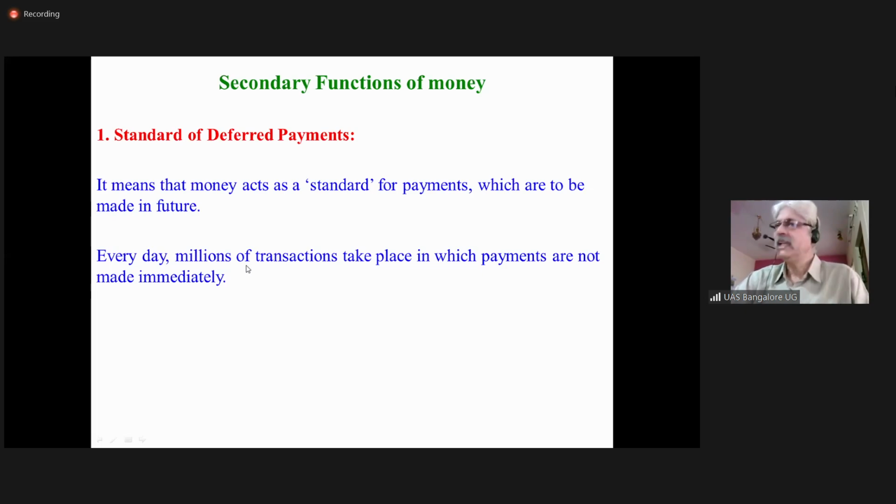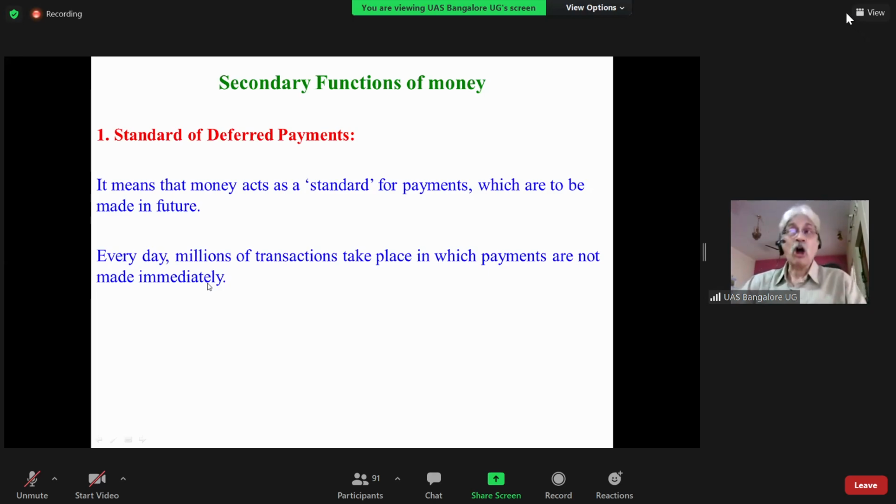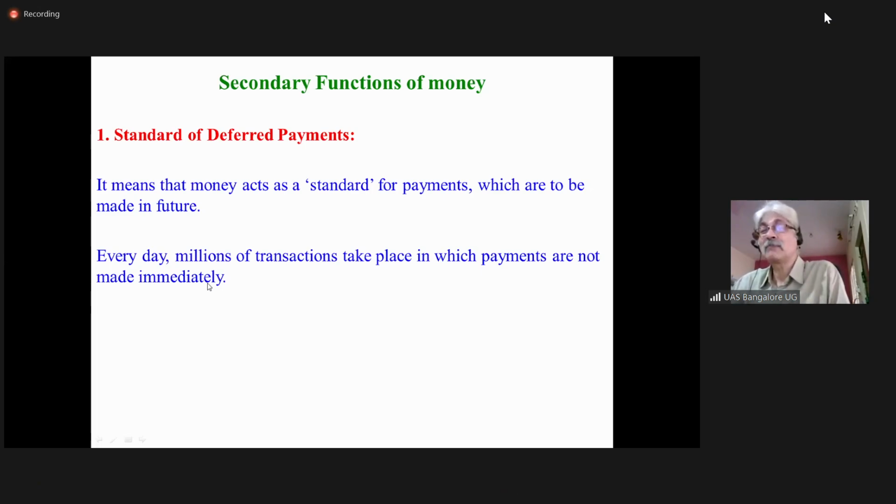Every day, millions of transactions take place in which payments are not made immediately. Usually the transactions take place on credit basis. Suppose you are a shopkeeper, you have a fertilizer shop, then you purchase the fertilizers on credit basis. The dealer, maybe the dealer in Bangalore, will supply the fertilizers, and you can make the payment after say 15 days or 1 month, need not be immediately.